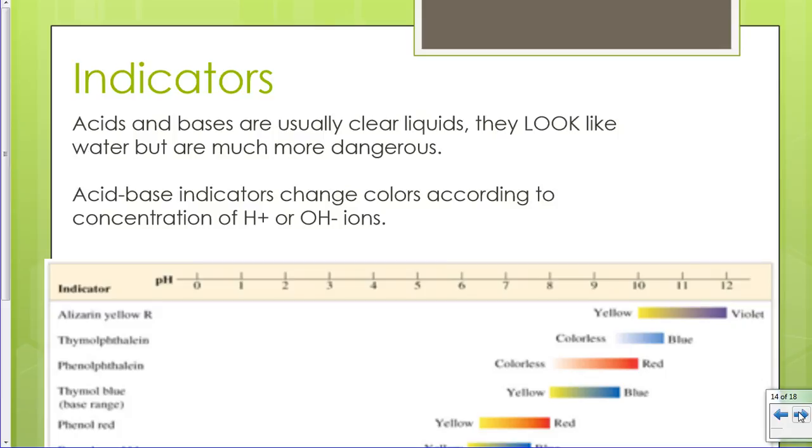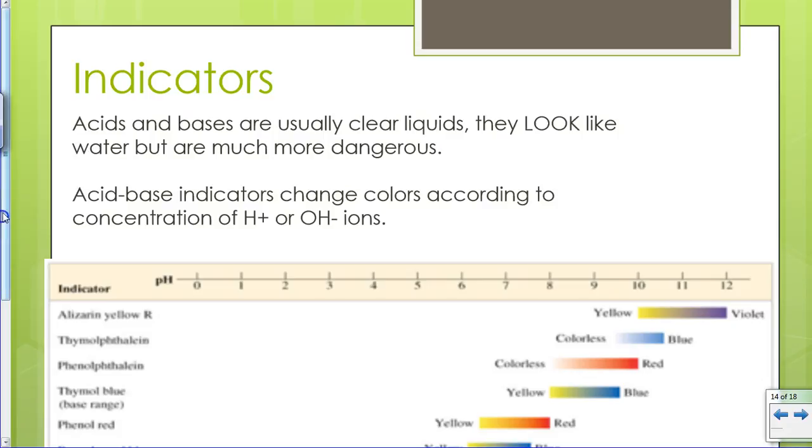Now, indicators is actually a grade 11 topic, but you briefly need to know how indicators are used. So we included a table of indicators just to show you some indicators that you might not have seen before. Most of you know what litmus paper is. You know that litmus paper is red for acids and blue for bases.